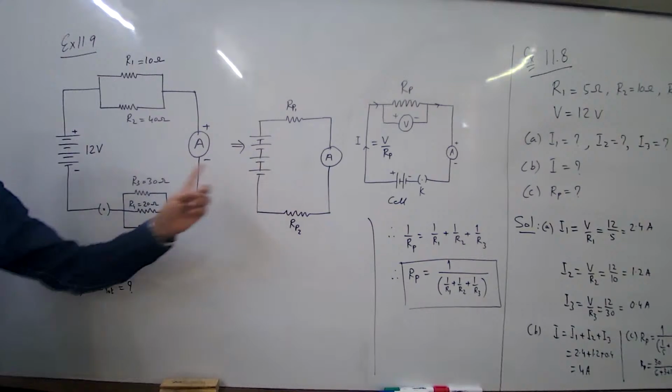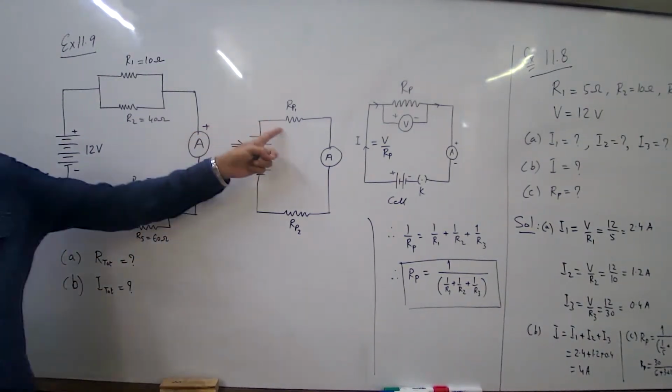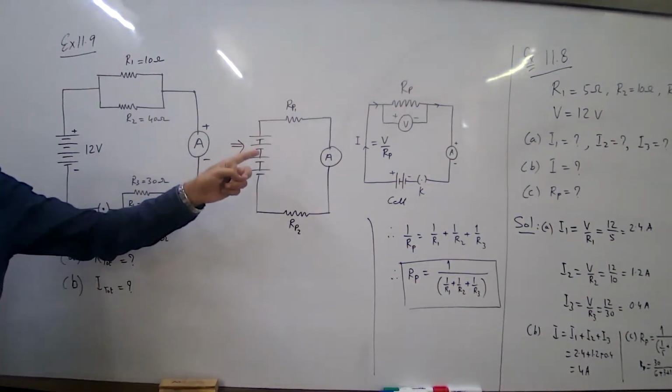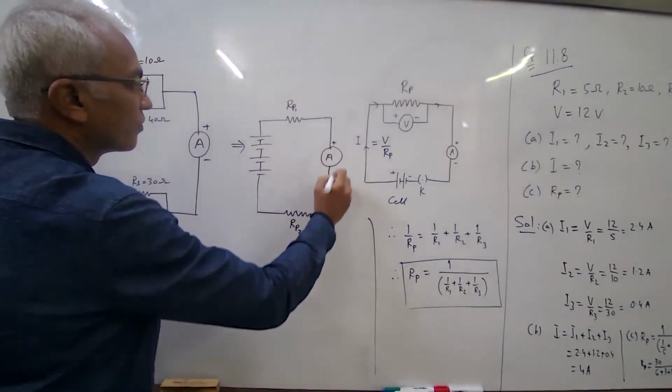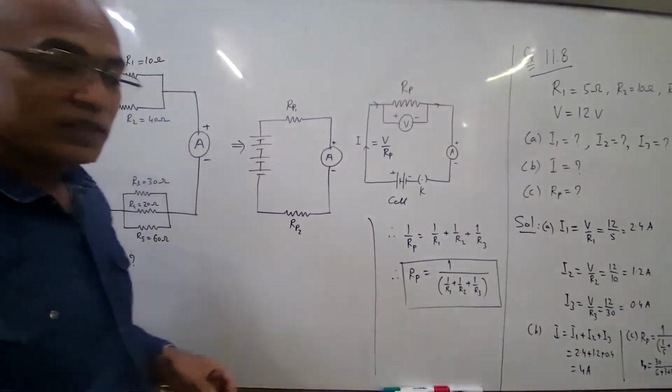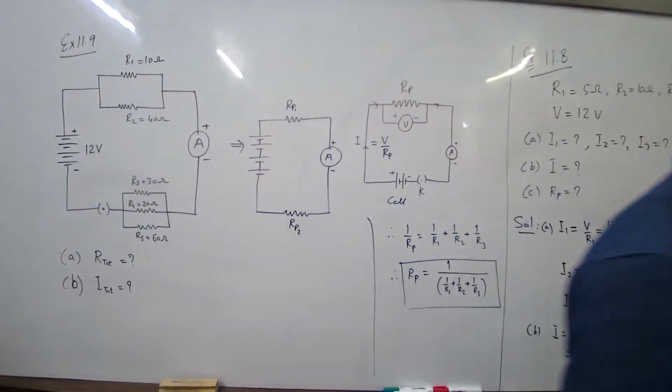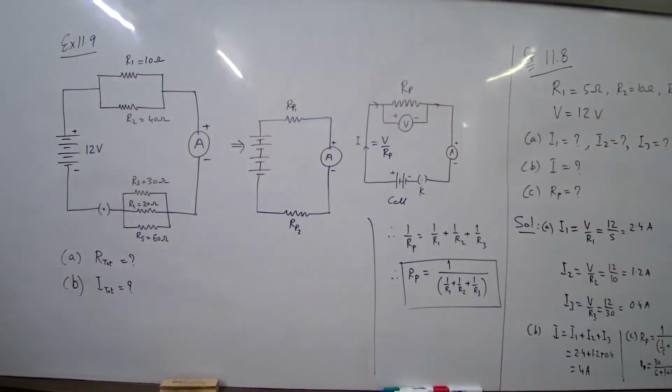This is the equivalent circuit of this. So now this and this are in series. These two are in series now. So this is a hybrid circuit. It consists of both parallel and series combination.